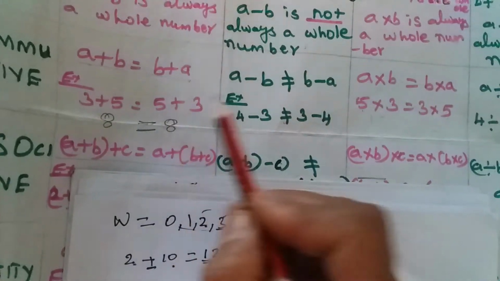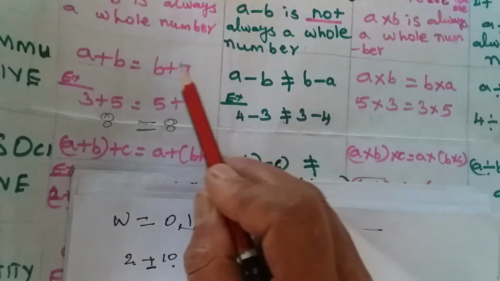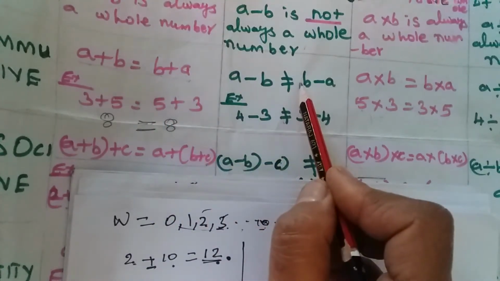We are going to check for addition. Now subtraction. A minus B is not equal to B minus A. Here both are equal in addition. Let us check in subtraction.